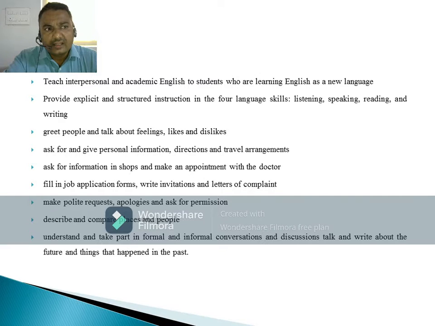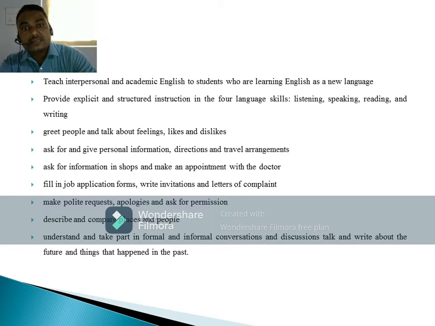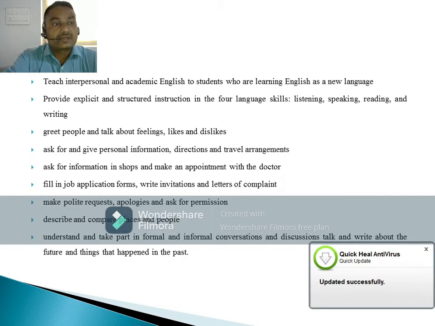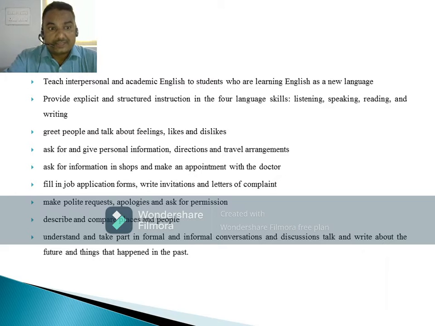Next, provide explicit and structured instruction in the four language skills, which are how to speak, how to listen, how to read, and how to write. What are these LSRW skills that they can know by these instructions? Greet the people, how to greet the people and talk about their feelings, likes and dislikes, that we can see by the ESOL. Ask for and give personal information, directions and travel arrangements.